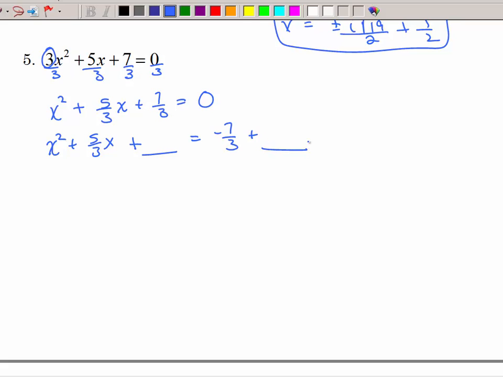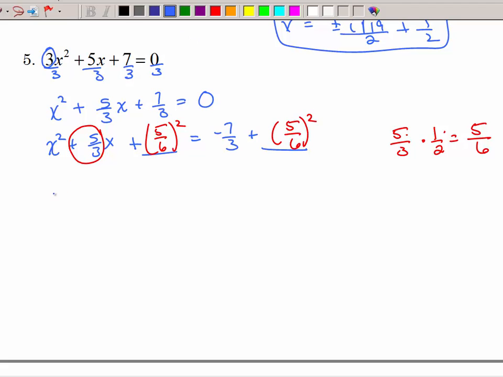And you're going, oh, okay, here's the coefficient. I have to take half of 5/3. You just multiply by 1/2. I cannot reduce that, all right? 5 times 1, 3 times 2. It's not that big of a deal. So I have 5/6 squared to both sides. And again, factoring it is easy. We have the x and then half of this number, which is positive 5/6.